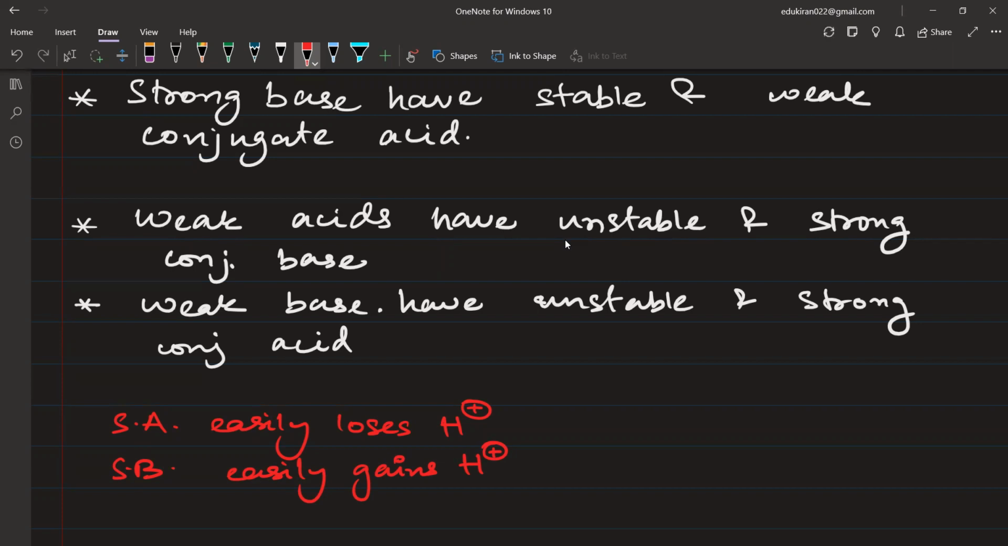Mostly we will deal with the Bronsted-Lowry acid-base concept. That is why it is in such detail. Next, we also have the Lewis concept of acids and bases. That is important, but there are no extensive details about it. Whatever acids and bases we discuss will mostly be Bronsted-Lowry acid bases. Okay, moving on.